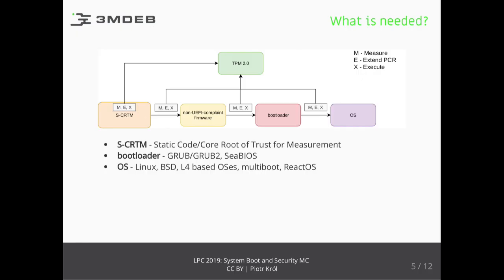So what we really need. We have this static core root of trust for measurement, and we execute, measure, extend PCR, and execute some phase. And in here we have non-UEFI compliant firmware. We do the same: we go to the bootloader and do the same there. What we really need is to make this chain work for all systems, not only UEFI. So who can care, like Linux, BSD, L4-based OSs, and others.